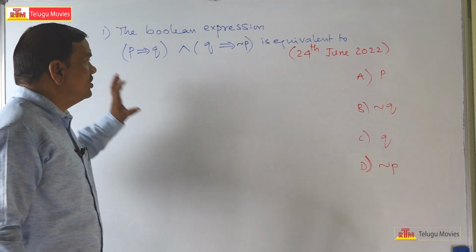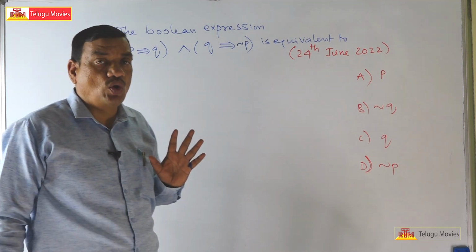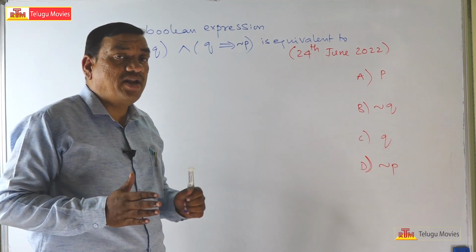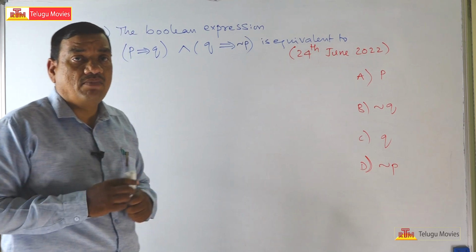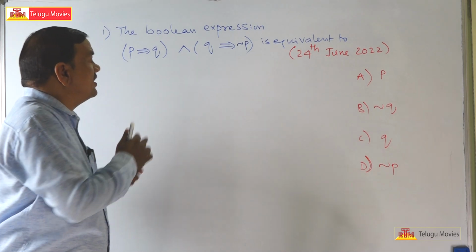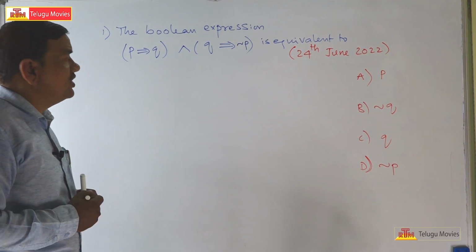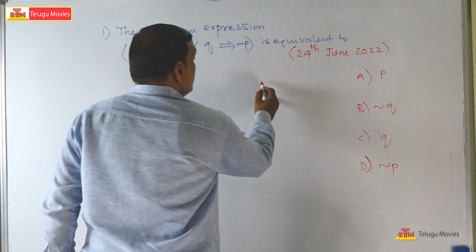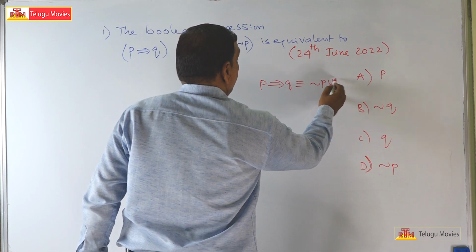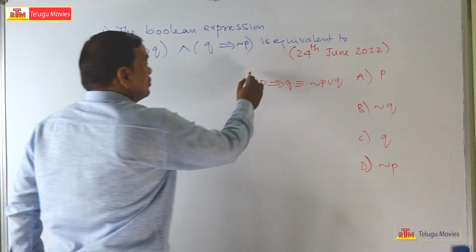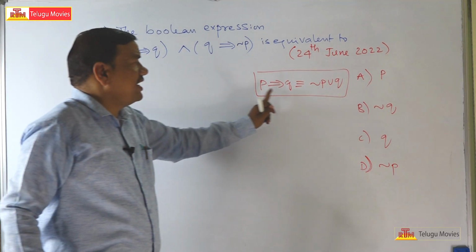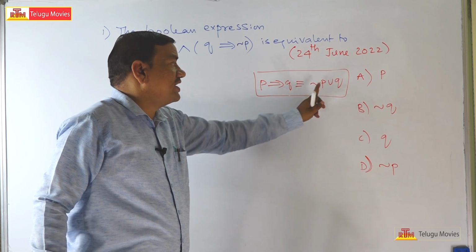This is equivalent to... Generally students will start preparing truth tables. If you start preparing truth tables, it takes much time. So before doing that, let us see if we can solve it logically. To do this we have one formula. What is the formula? P implies Q is equivalent to negation P or Q. This is the formula that I am going to use. P implies Q is logically equivalent to negation P or Q.